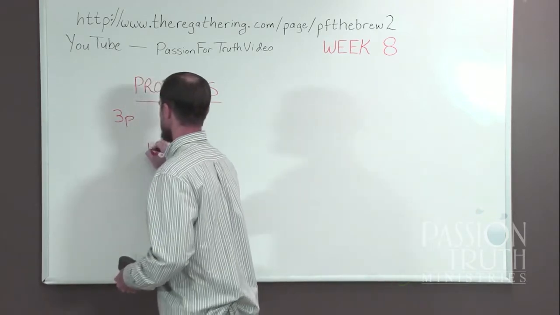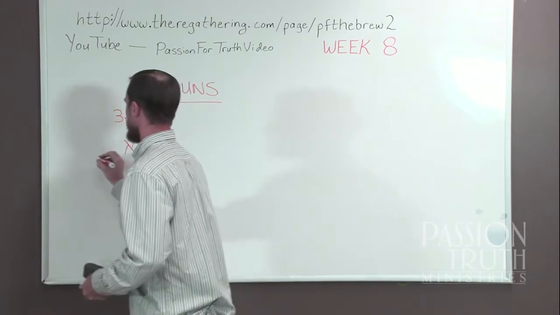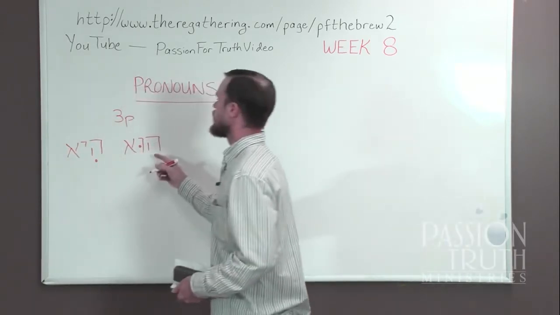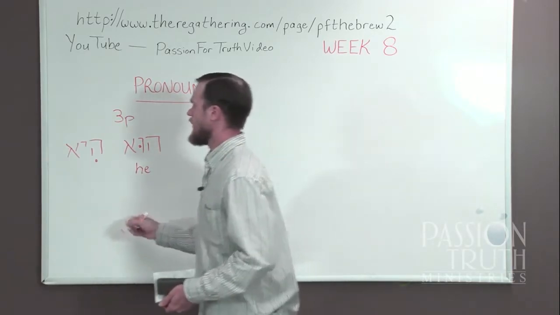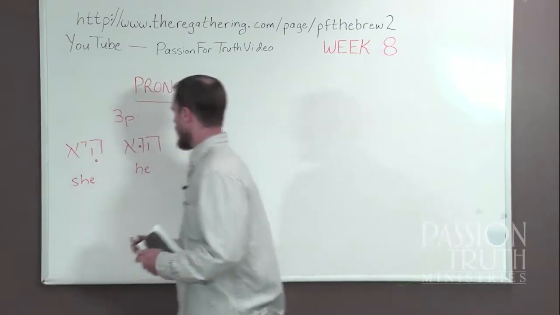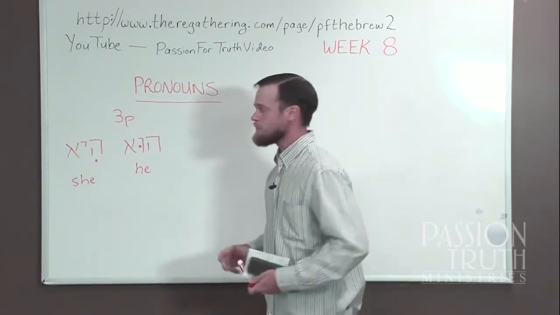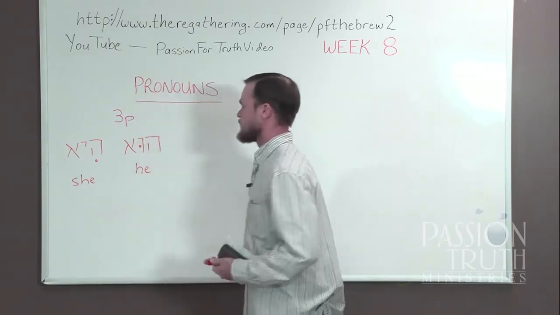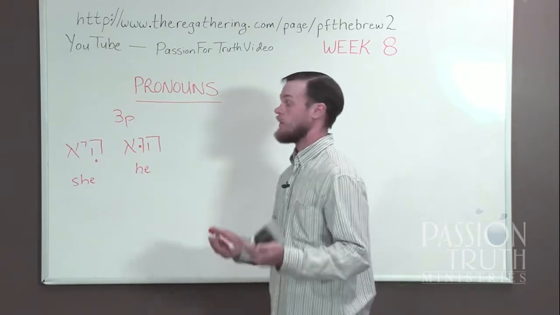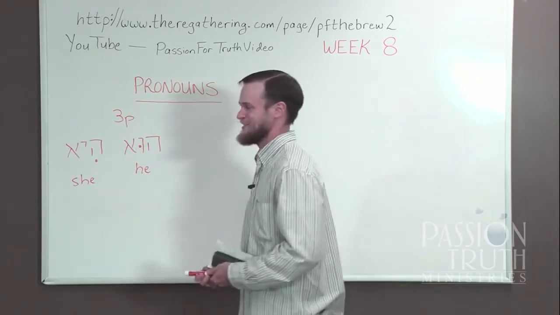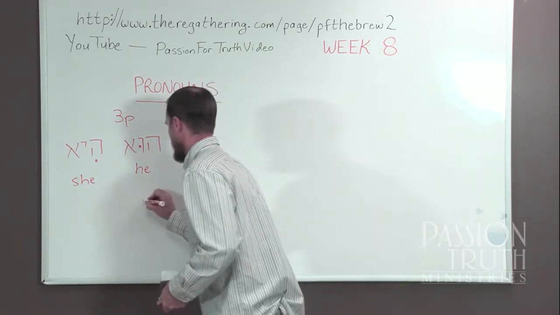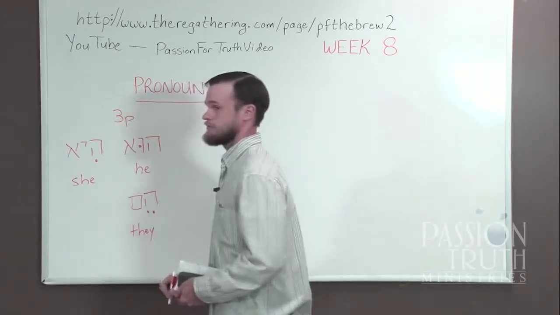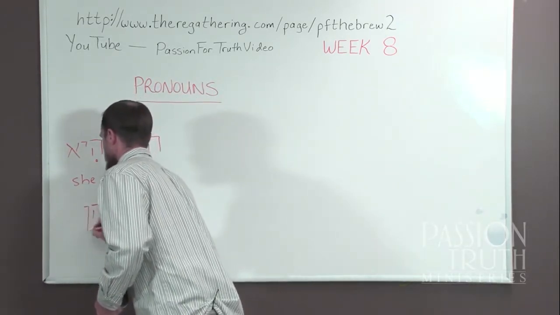So the third person singular are hu and hi. Hu means H-E, he, and hi means S-H-E, she. So that shouldn't be confusing at all. Hu is he and hi is she. If you're a woman and a Hebrew-speaking person calls you hu, they're being accurate, they're not confused. And then the plural, hem, they or them, masculine, and hen, they or them, feminine.